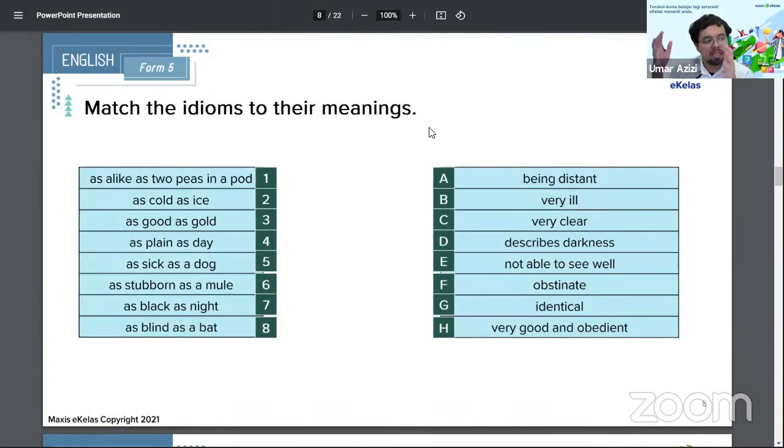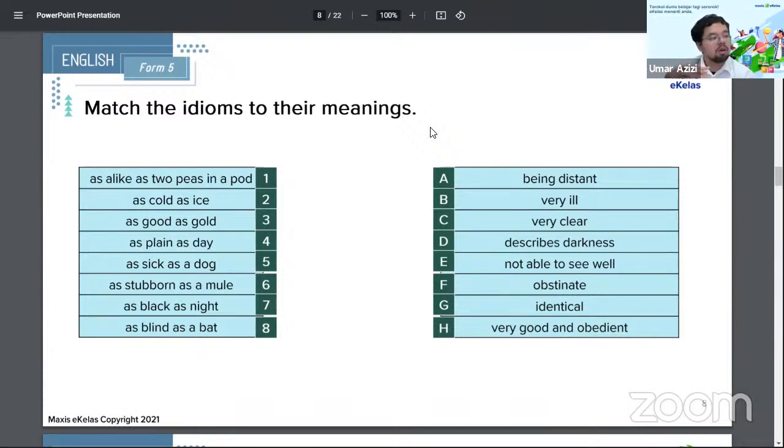Now we're going to match the idioms to their meanings. Now we've listed out 1 to 8 and A to H. What I would like you to do is help me pair them up. You can spell the whole thing out, as alike as 2 peas in a pod being identical, or to make it easier for you, just write down 1A, 1B, 2C, 3D, that kind of stuff. That's how we're going to match it. I'm going to put the number with the letter.